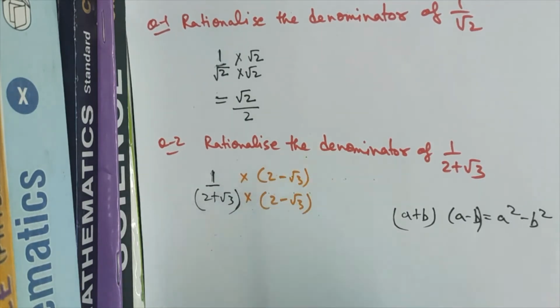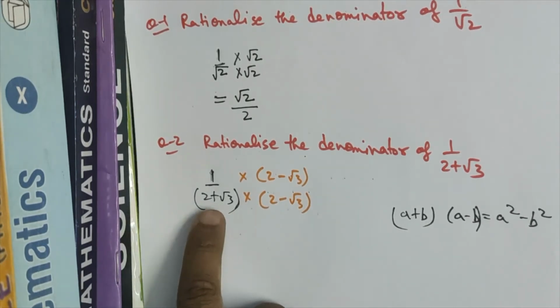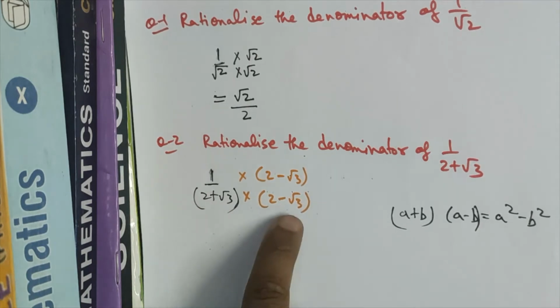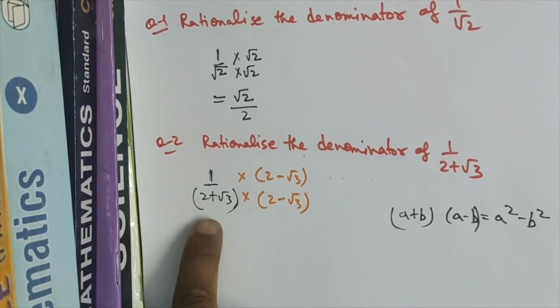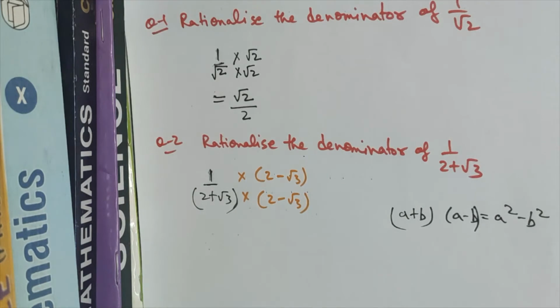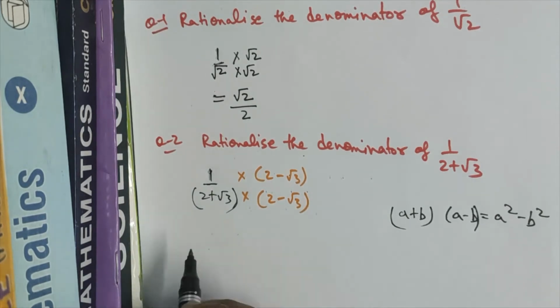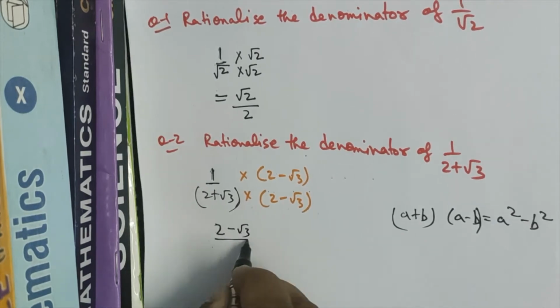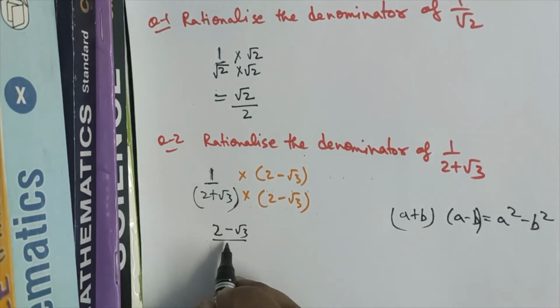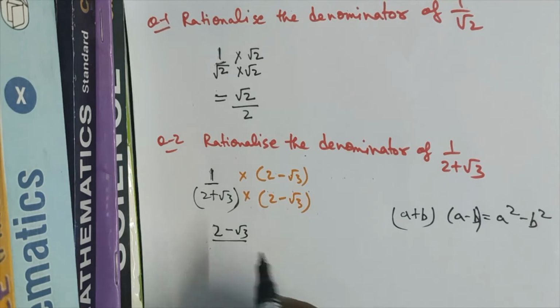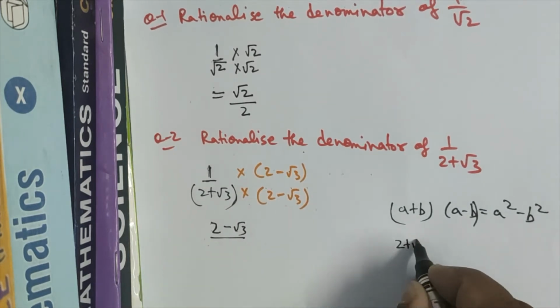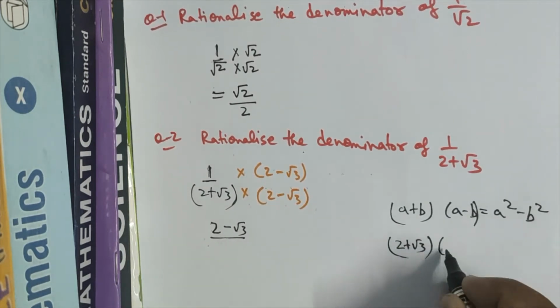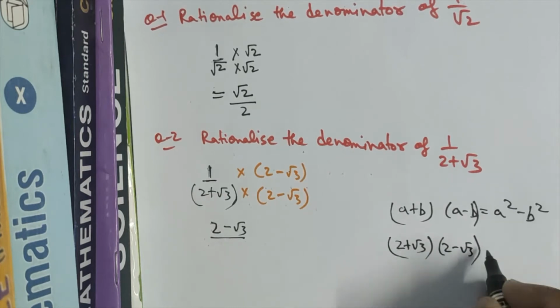You have to keep in mind that if in the denominator we have 2 plus root 3, for example, here we have a plus sign, so we will be multiplying with the same digits with the minus sign in the numerator and denominator. So what we get? 2 minus root 3 in the numerator upon (2 plus root 3) into (2 minus root 3) in the denominator.